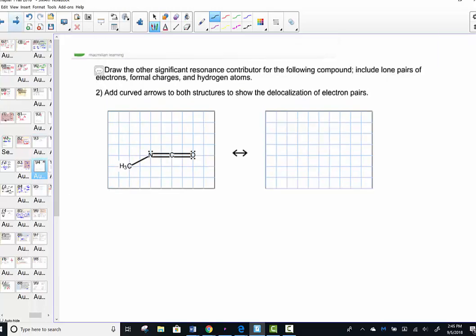Draw the other significant resonance contributor for the following compound. Include lone pairs of electrons, formal charges, and hydrogen atoms. Here's a CH3, and look at those electrons up here, double bond C, double bond O, and I can see double sets of electrons. What do you think we should do to create a resonance structure, knowing we can only move electrons and not atoms? Any ideas? Let you think a little bit.